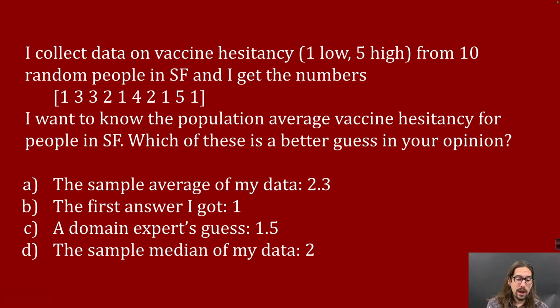Whereas my buddy's guess, this domain expert, they didn't even look at the data. So it doesn't matter what data I got. They're going to get the same answer every single time. So this estimator is consistent in the sense that it's not going to change, right? Whereas this one does. Is that good or is that bad?